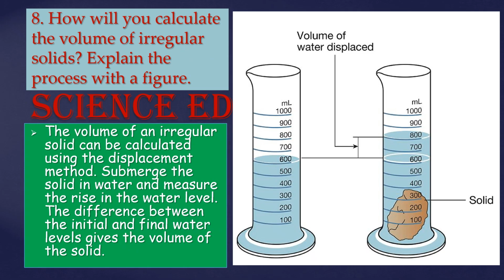How will you calculate the volume of irregular solids? Explain the process with a figure. So in this diagram you can see you can use a measuring cylinder to measure the volume of an irregular object. You can take the water in the measuring cylinder and then put that irregular solid object inside it and note down the final volume after the solid has been submerged in the water.